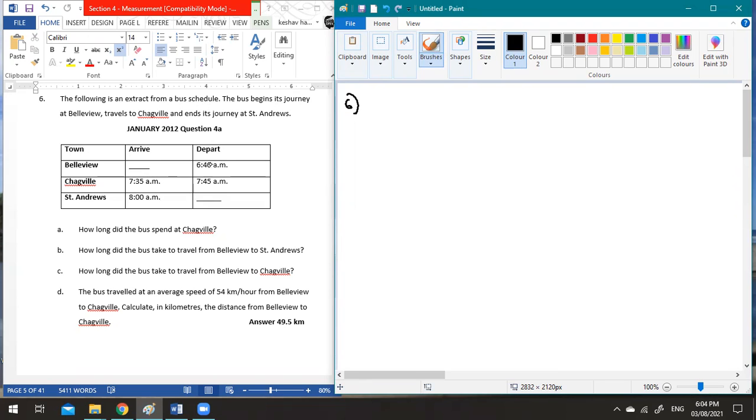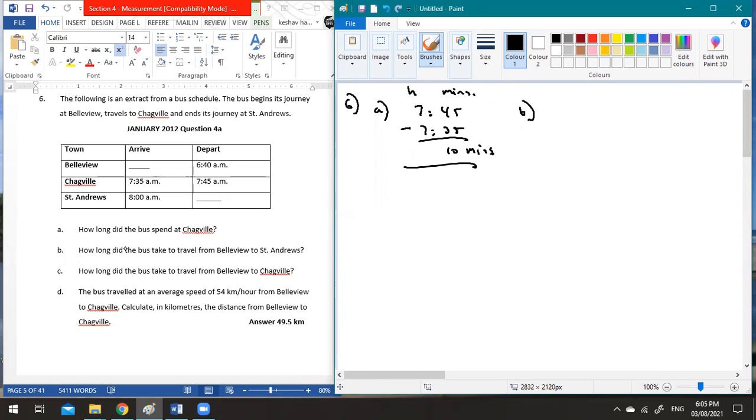It didn't arrive, it left. So it left at 6:40 a.m. It arrived in Sharpeville at 7:35. 10 minutes later, or 7:45, it left Sharpeville and arrived at St. Andrews at 8 a.m. So this is all AMs. It's not PMs at all, so it'll be straightforward. How long did the bus spend at Sharpeville? So the time at Sharpeville is a subtract. So 7:45 minus 7:35, just 10 minutes, right?